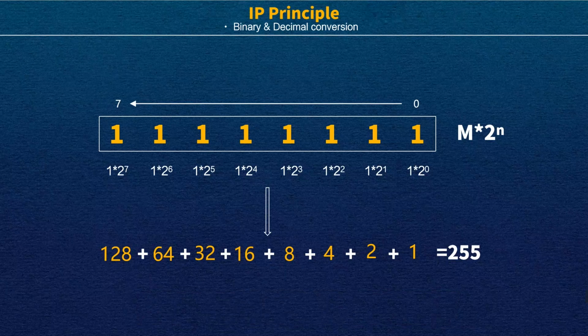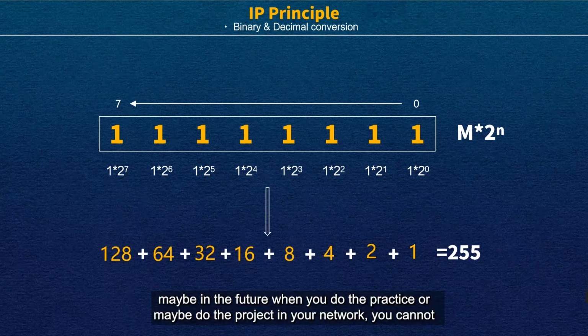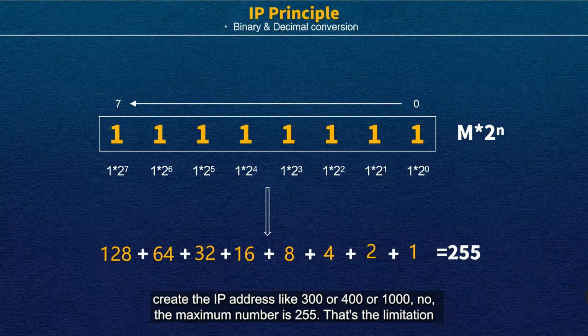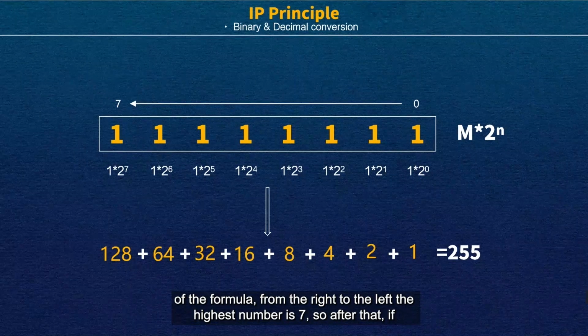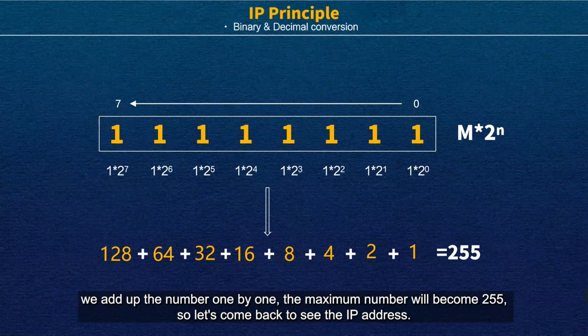Pay attention. Maybe in the future when you do practice or a project in your network, you cannot create an IP address like 300 or 400 or 1000. No, the maximum number is 255. That's the limit of the formula. From right to left, the highest sequence number is 7. So if we add them one by one, the maximum number will be 255.